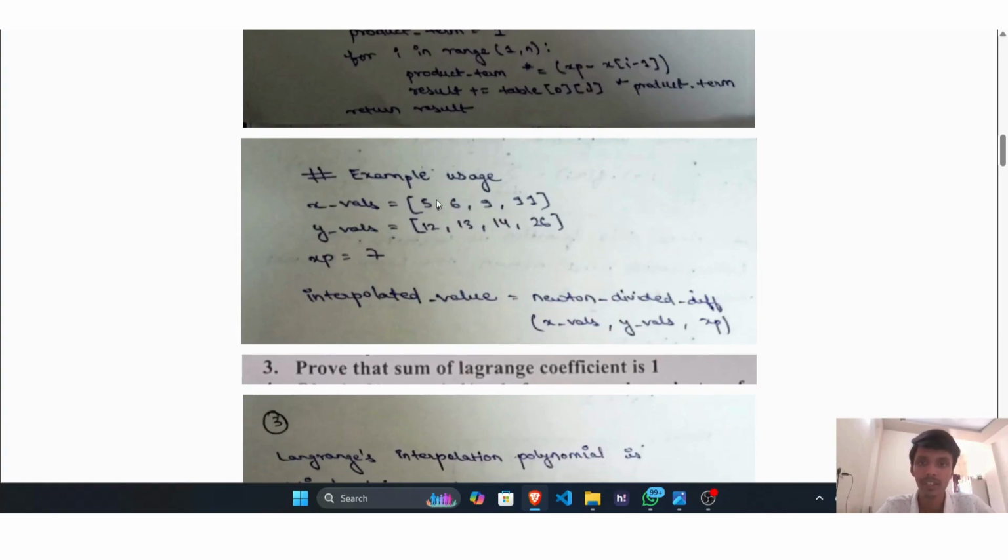For example usage, we have x as 5, 6, 9, 11 and y as 12, 13, 14, 26. We have to find the interpolated value at 7. So the interpolated value will be found if we pass the x values, the y values and xp, the value at which we have to interpolate, to the function. So this function returns the interpolated value to this variable.